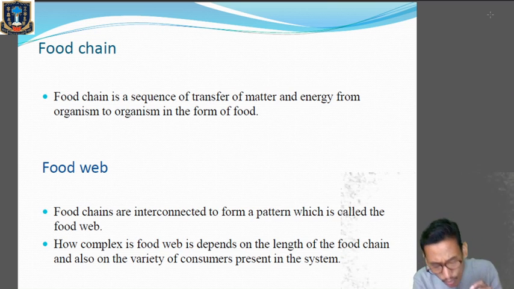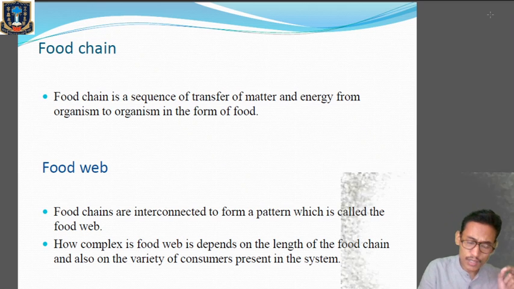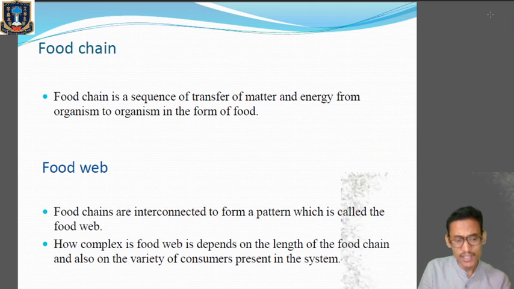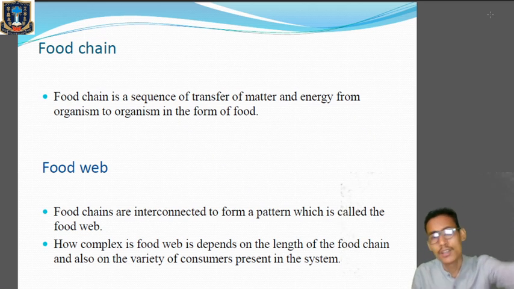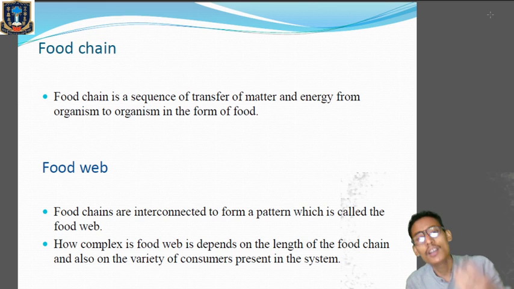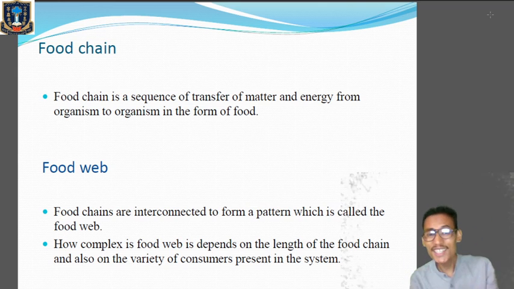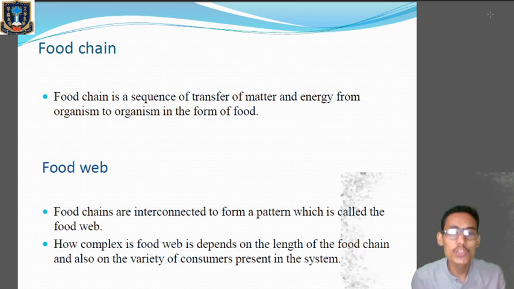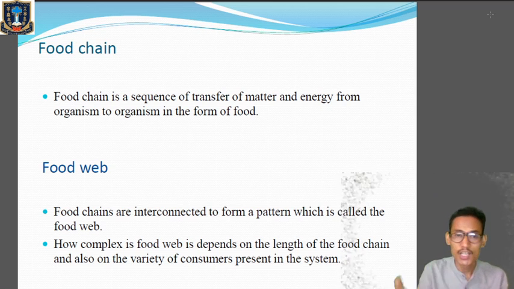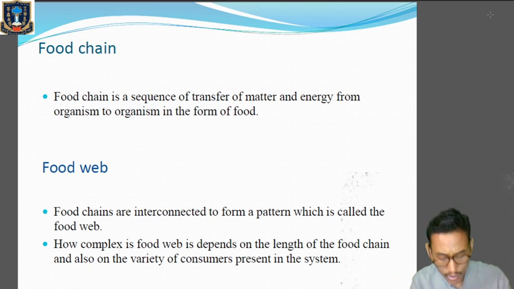Because over here we are saying that an organism which is feeding upon the producers in turn is eaten by the secondary consumer, which in turn is eaten by the tertiary consumer, and the tertiary consumer in turn is eaten by the apex predator. So this process of eating and being eaten in an ecosystem is known as a food chain, which helps in the transfer of matter and energy from organism to organism in the form of food.